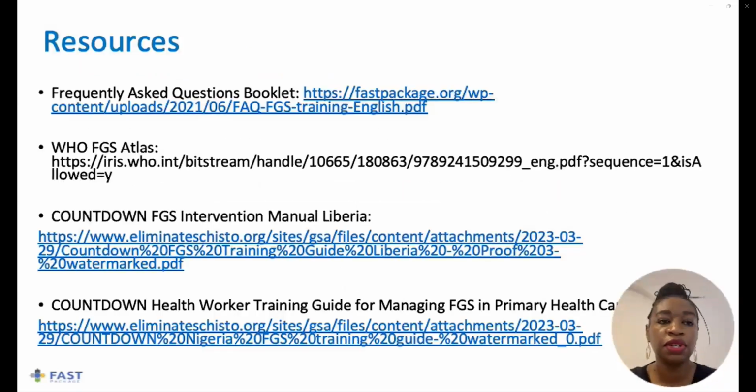We will be using various resource materials, what has been done before and what is working so far, and hopefully even you as a country will be able to contextualize this to your setup. Some of the content material that we'll be looking at will be the WHO Pocket Atlas for FGS that was written in 2015, the Countdown FGS Intervention Manual in Liberia, as well as the Countdown Healthcare Worker Training Guide for managing female genital schistosomiasis in primary healthcare.